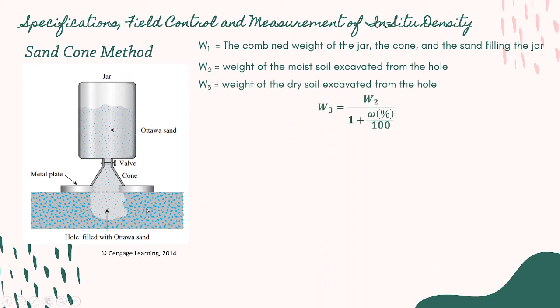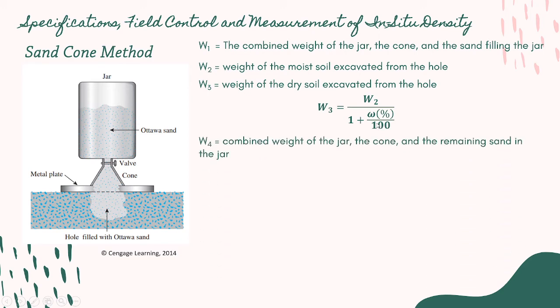And then third is to calculate the dry weight of the excavated soil. So, let's go back to the formula from chapter 2. So, the dry weight can be calculated by the wet weight over 1 plus the moisture content.